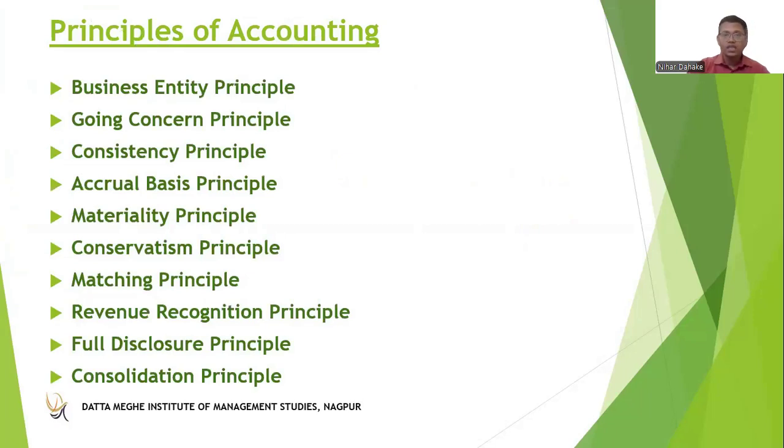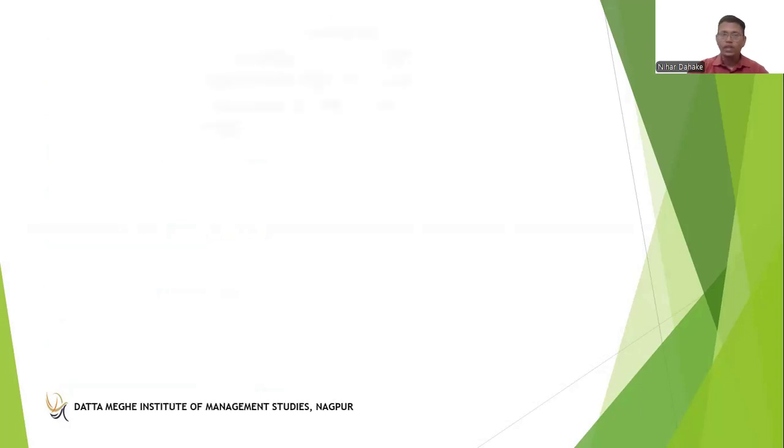So what is included in principles of accounting? Principles of accounting include the business entity principle, going concern principle, consistency principle, accrual basis principle, materiality principle, conservatism principle, matching principle, revenue recognition principle, full disclosure principle, and consolidation principle. We are going to take these one by one, so you will be able to understand each principle of accounting separately. So let's start.